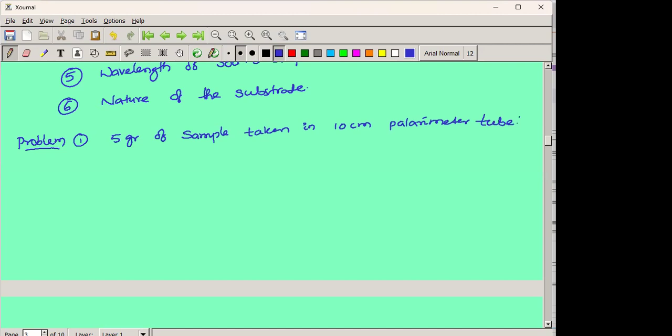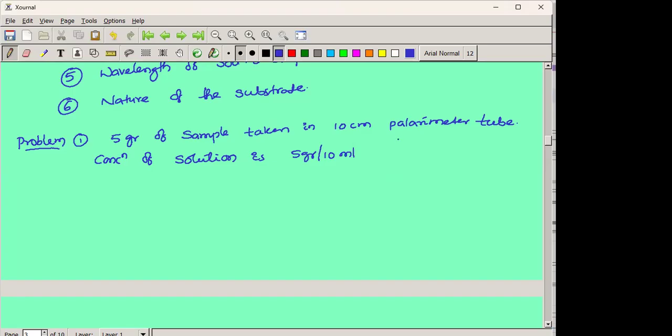The concentration of the solution is 5 grams per 10 ml. So that is about the concentration.